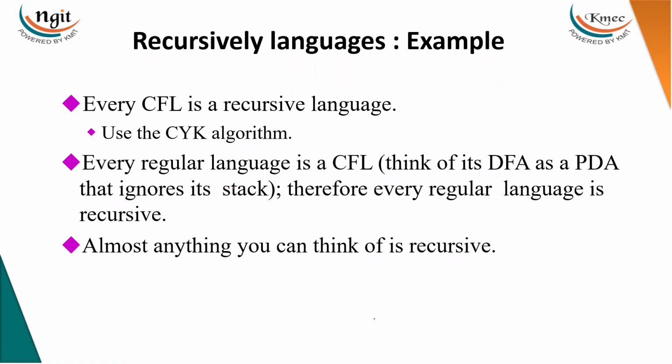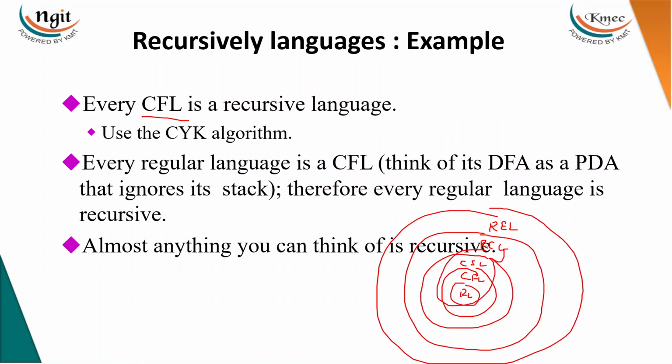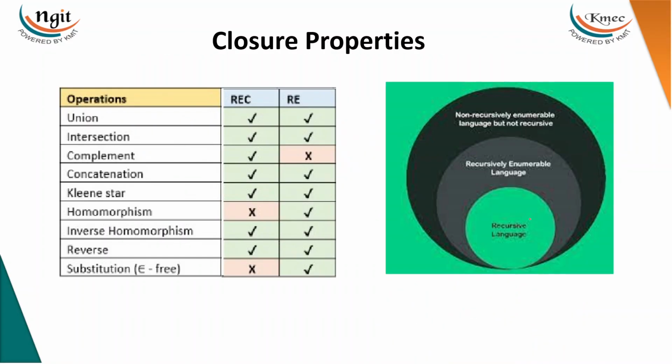So for examples, see, every CFL is a recursive language. We have a hierarchy like this: regular languages, CFL languages, CSL languages, recursive languages, and recursively enumerable languages. This we will discuss in the next videos, the hierarchy. So almost everything is a recursive language. Only when there is a looping chance is it not a recursive language. It is only a recursively enumerable language.